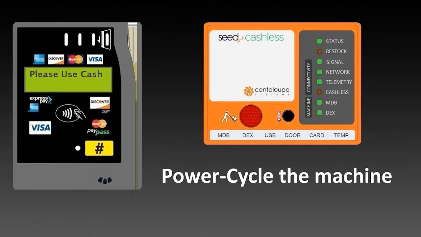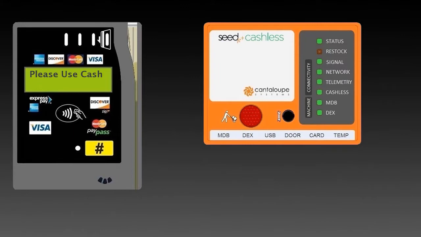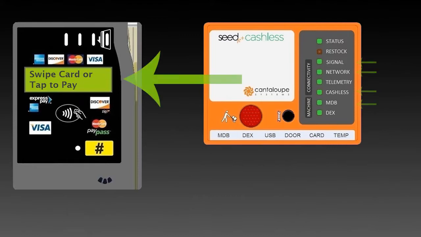Provided you have adequate signal strength and there are no cellular network issues, your device should reconnect shortly after powering up. You will know that your device is ready to go when the signal network, cashless, and MDB lights are green on your Greenlite device, and the card reader display reads swipe card or tap to pay.